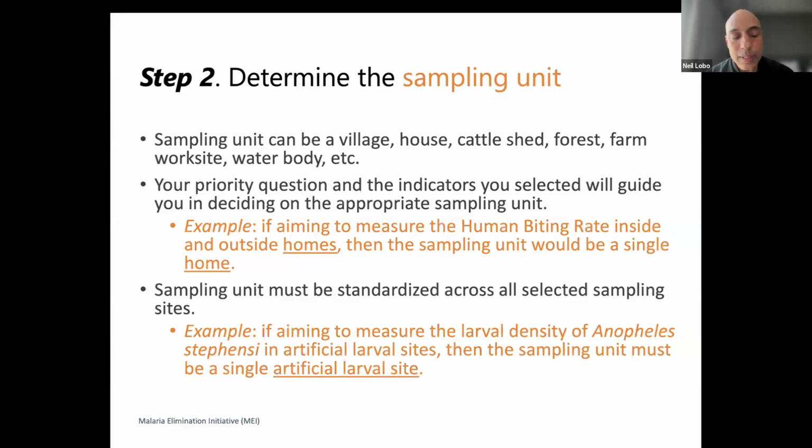It is really important to standardize your sampling unit across all your selected sampling sites, so that you can compare your data. You don't want to have different sampling units for different sites, because you cannot compare them. An example below is if you're looking at larval density of anopheles in artificial larval sites, the sampling unit must be a single artificial larval site. You don't want to include natural sites there, because that's not your question. You're looking at artificial larval sites.